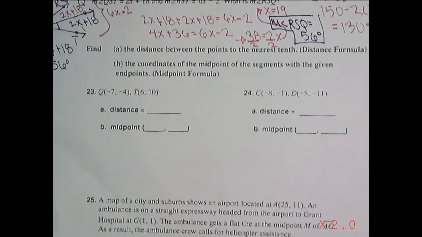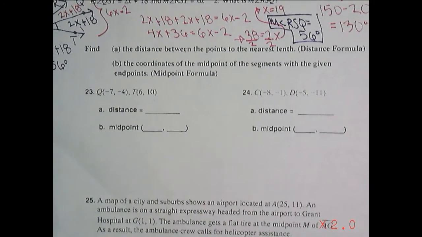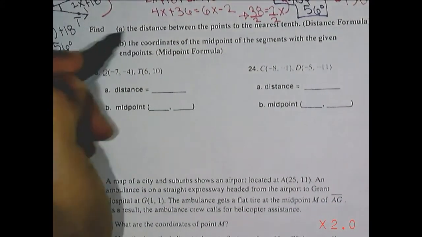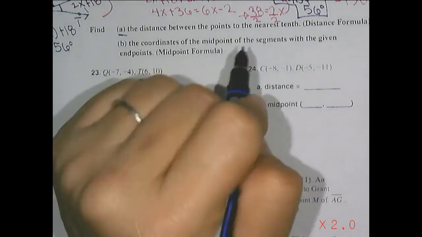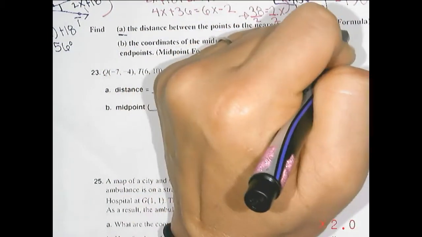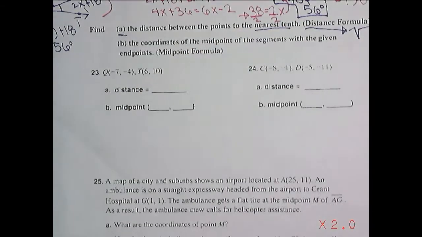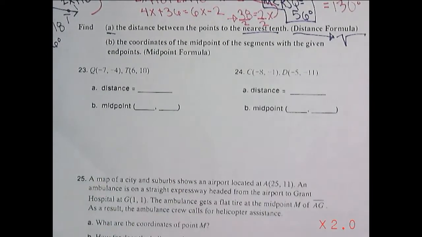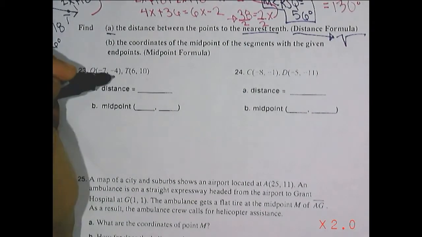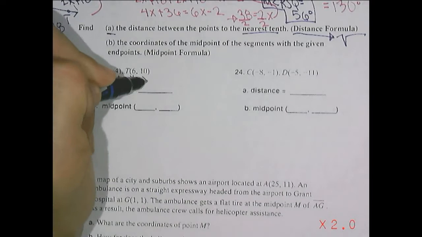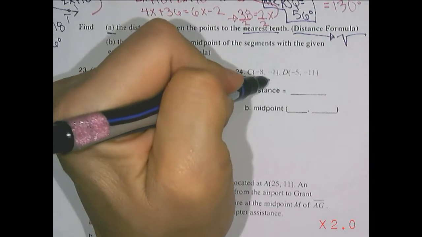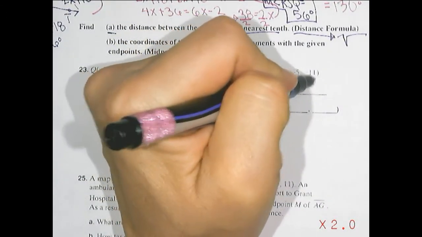Moving down to number 23, 24, and 25. 2 longish problems. For 23 and 24, it says the distance between the points to the nearest tenth. Okay, rather than do that, I want you guys to just leave it as a radical for now. If it asks for something different on the test, I'll let you know. But for now, just leave it as a radical. So what I'm going to start by doing is labeling my points. I'm going to call this x1, and this y1, and this x2, and this y2. And I'm just going to do it for 24 while I'm at it, x1 and y1 and x2 and y2.